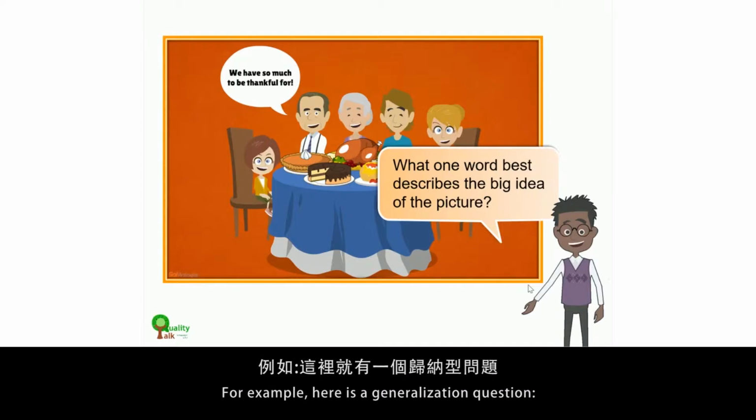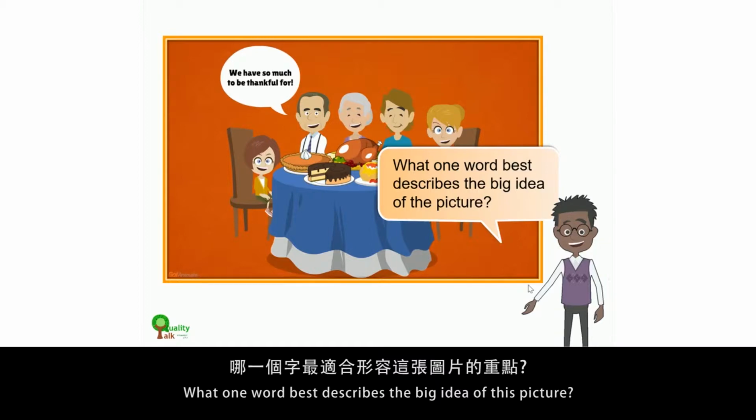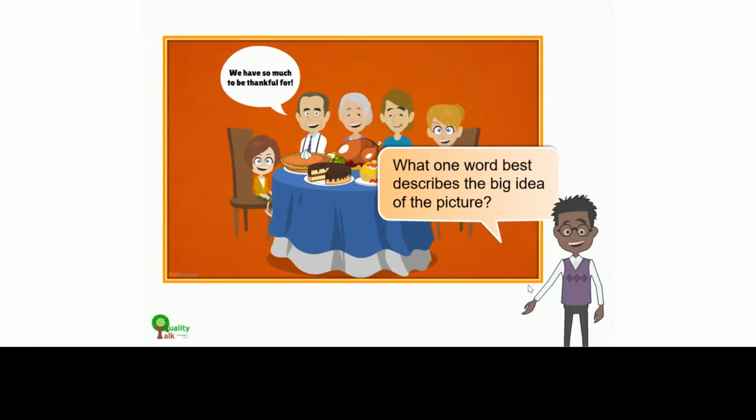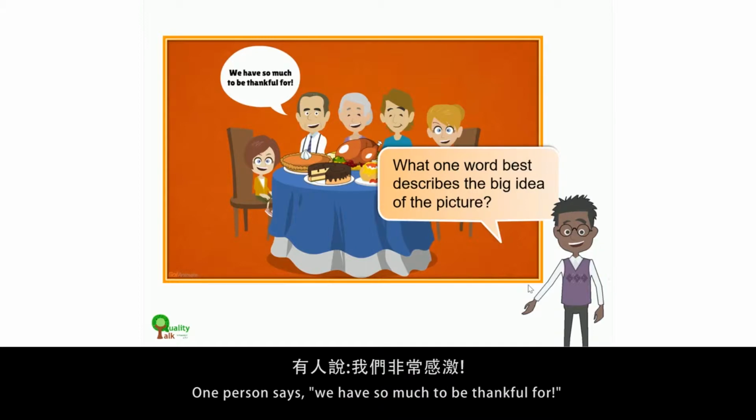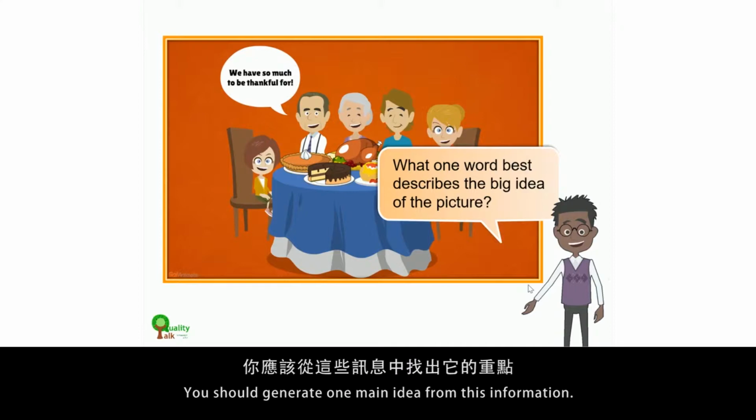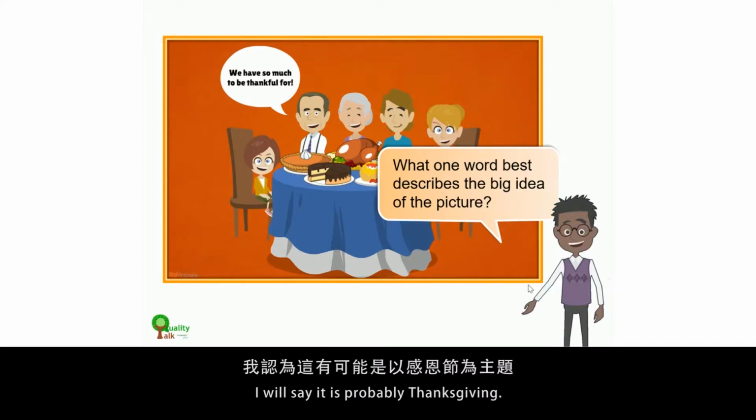For example, here is a generalization question. What one word best describes the big idea of this picture? You can see many foods and family members. One person says, "We have so much to be thankful for." You should generate one main idea from this information. I will say, it is probably Thanksgiving.